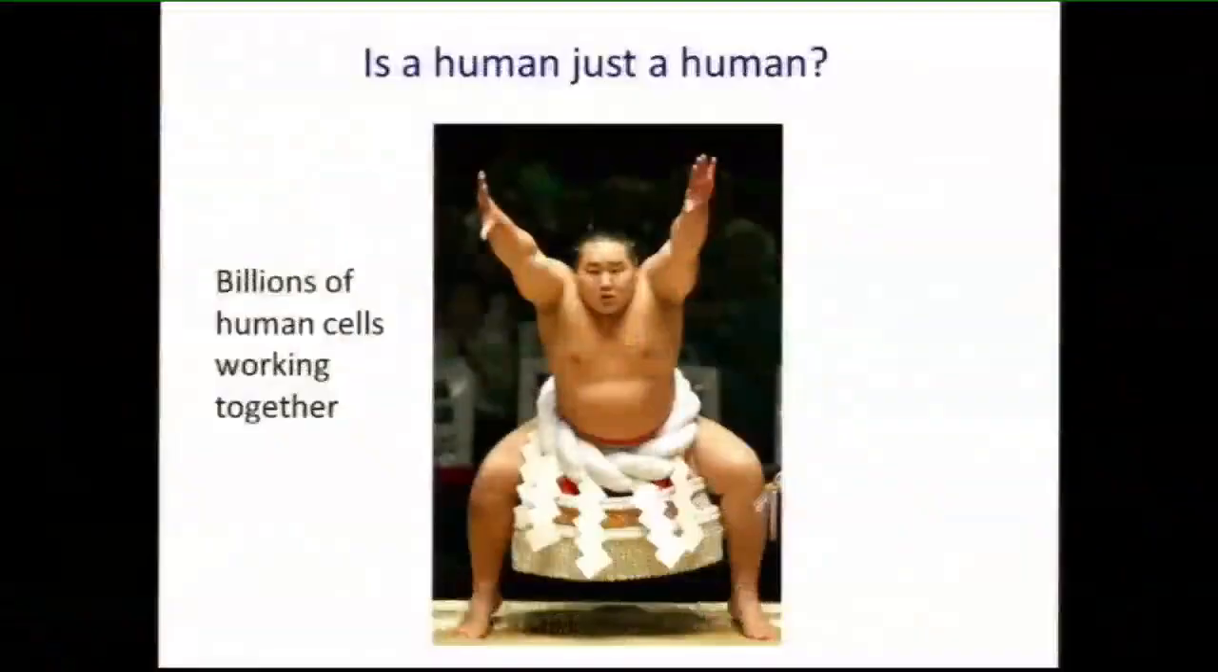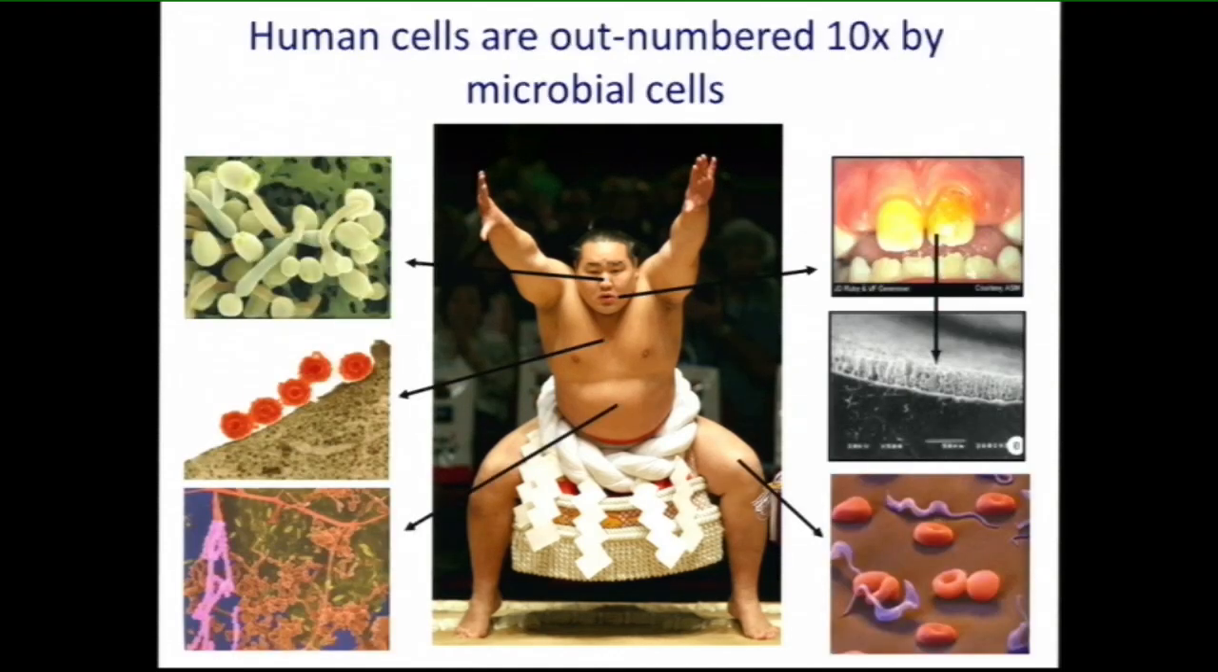So I want to talk to you about a part of my research about signaling interactions between plants and microbes. But I want to start with a picture of a human. So this is a human with all its cells, obviously, but there's really a lot more to us than just human cells. Our cells are outnumbered by about 10 times by microbial cells inside us and around us.